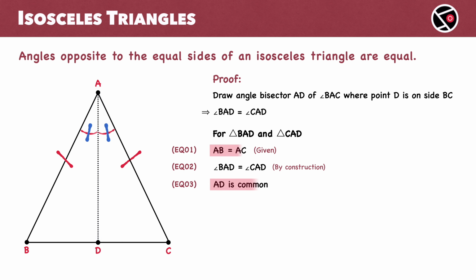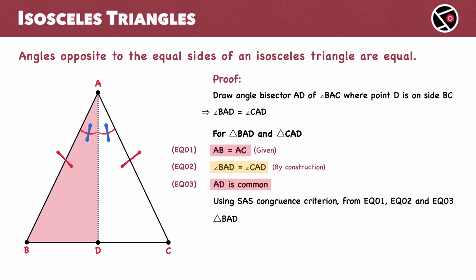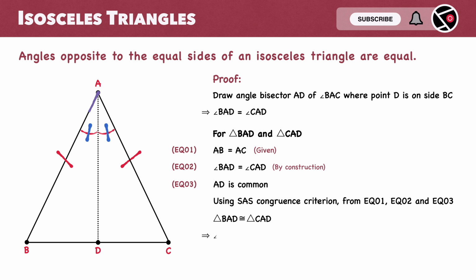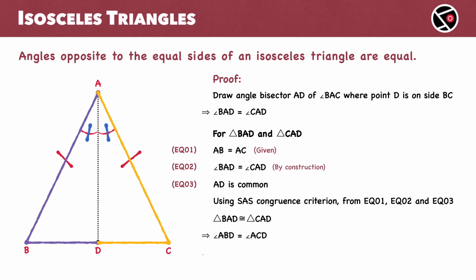With two pairs of equal corresponding sides, and the included angles also equal by the SAS criterion for congruence, triangle BAD is congruent to triangle CAD. Since corresponding angles of congruent triangles are equal, angle ABD equals angle ACD, or angle ABC is equal to angle ACB. This completes our first proof.